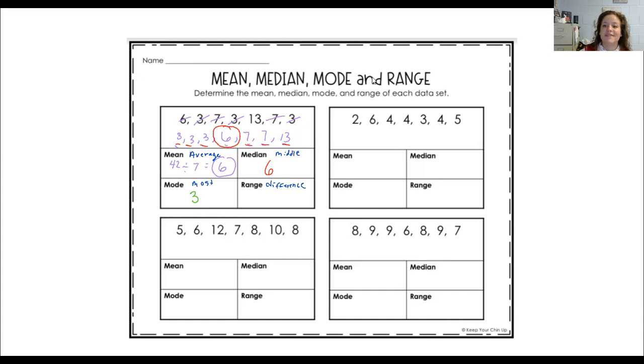Now range, we have the difference. So we would take our largest number and subtract it from our smallest. So what's our largest? 13. Good. And we would subtract it from our smallest, which is 3. So the range is going to be 10. Good job. All right, so let's go ahead and look at the next part.